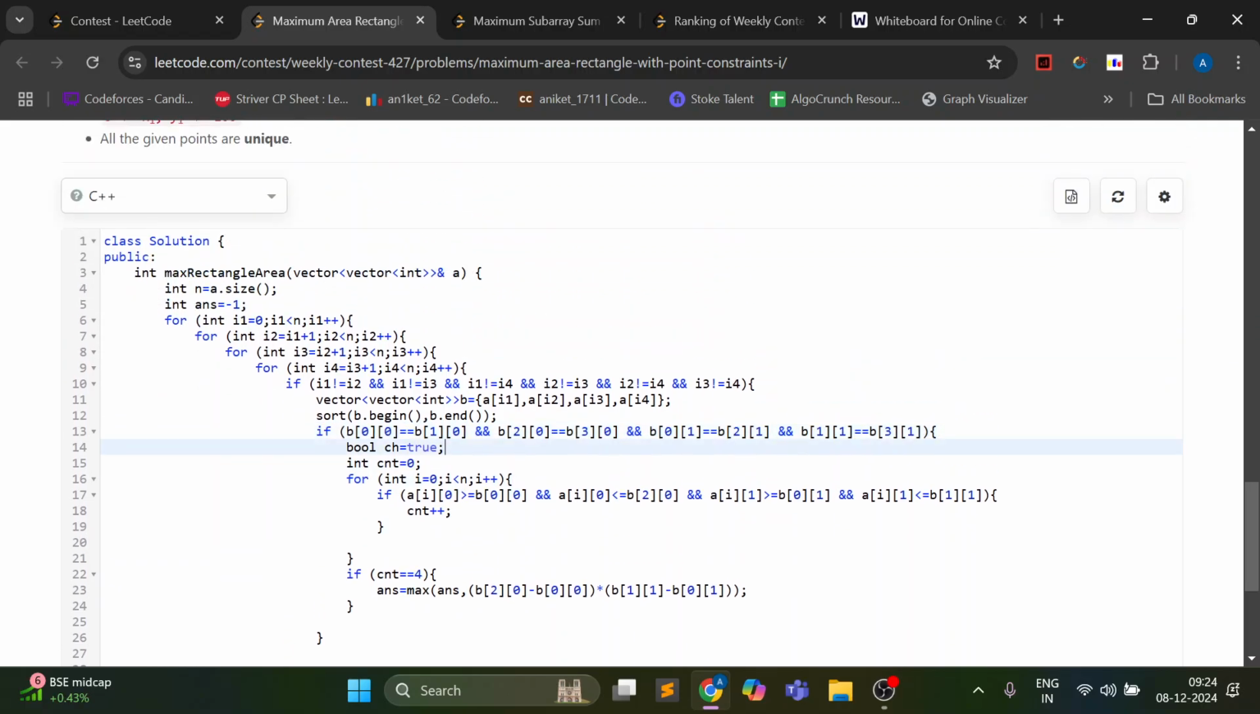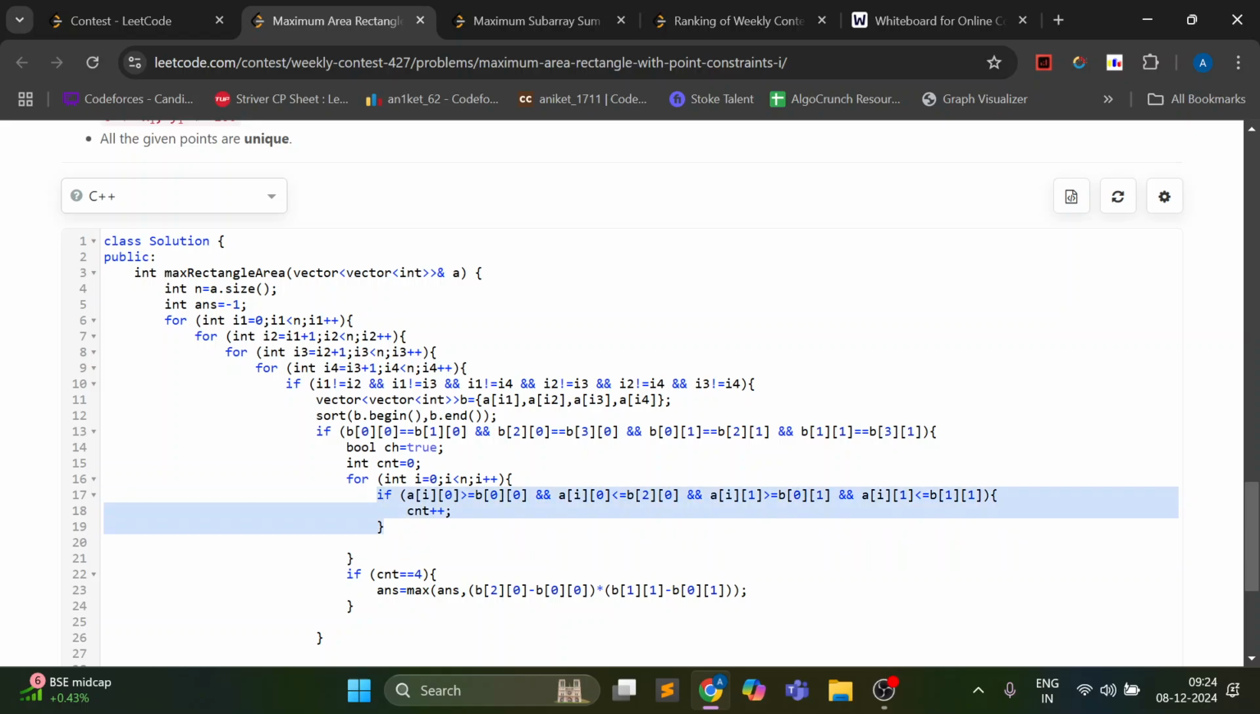Now for the second condition, that there are no points in or on the border other than the corners themselves, I am declaring a counter, and then iterating over all the points. So here the complexity would be 10 raised to power 4 times 10 raised to power 5. If you consider the sorting also, it wouldn't make that much effect, but overall the complexity would be 10 raised to power 5.